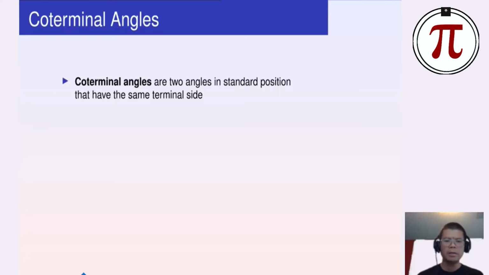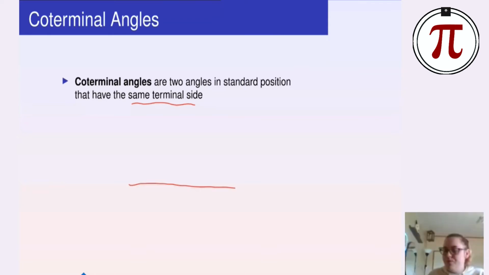However, you can actually rotate for several full rotations and come to the same position, right? So you get to this position, and if you do another full rotation, you return to exactly the same position. So in other words, there are angles which are sharing what? The same terminal sides. That's what we mean by coterminal angles: two angles in standard position that have the same terminal sides.